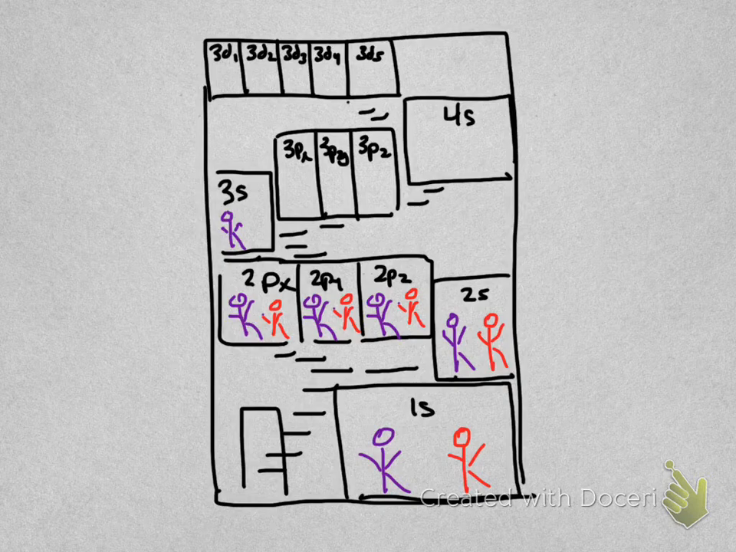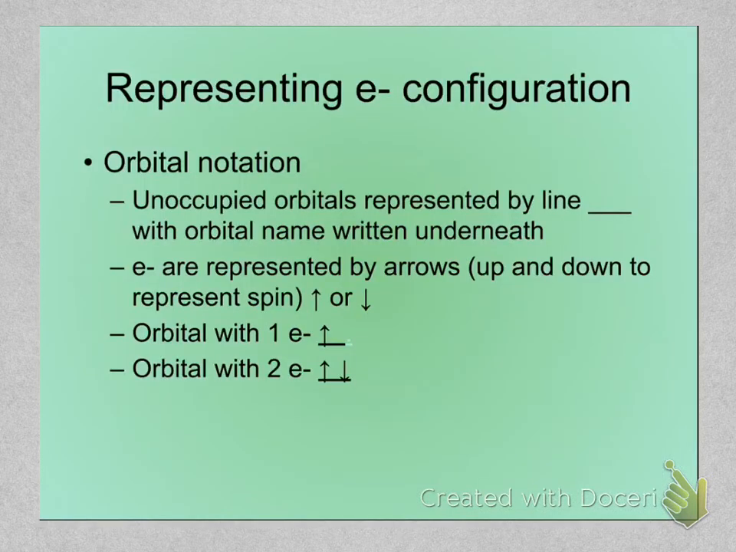Okay, now let's do this with an actual atom using the 3 rules to write the electron configuration in orbital notation. So in orbital notation, unoccupied orbitals are represented by a line with the orbital name written underneath it. Electrons are each represented by an arrow, up and down to represent spin, and because docs and slides won't allow me to do a one-headed arrow, it shows as a two-headed arrow, but it's most commonly seen when it's handwritten as a one-headed arrow. So we would show an orbital that has 1 electron, like that, and an orbital that has 2 electrons, like that. Well, let's start off with something simple.